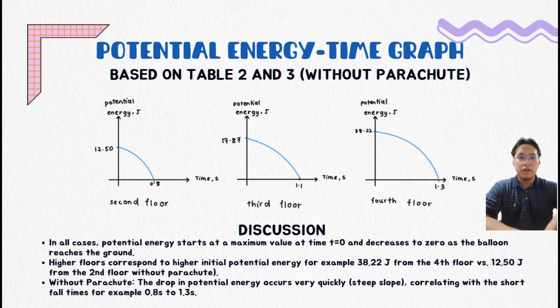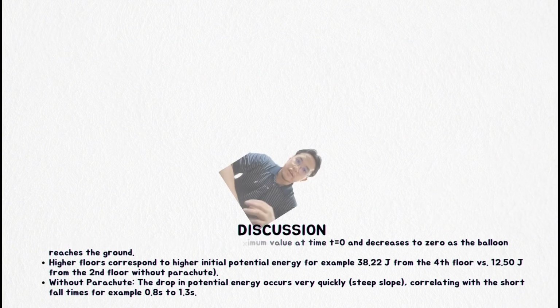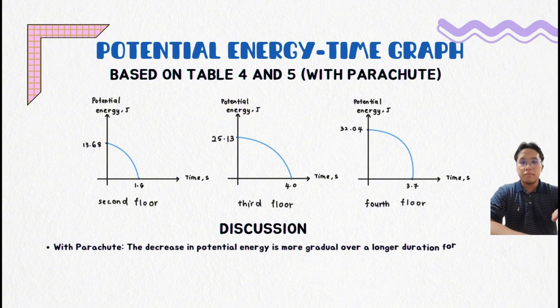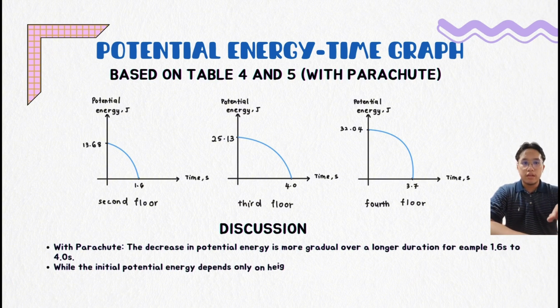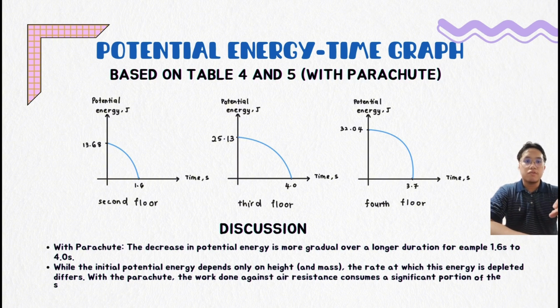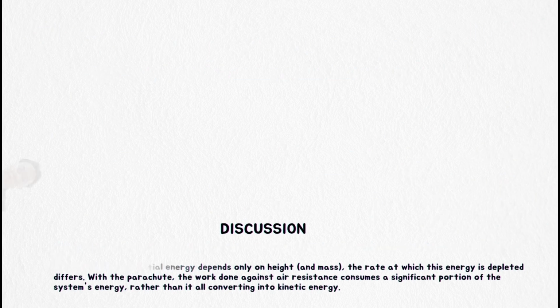Without the parachute, the line is steep. The energy drains in less than a second. With the parachute, the slope is much more gradual. It took nearly 4 seconds to deplete the potential energy. This shows us that instead of all the potential energy turning into dangerous speed, the parachute forced the system to do work against air resistance, spending that energy slowly over time.